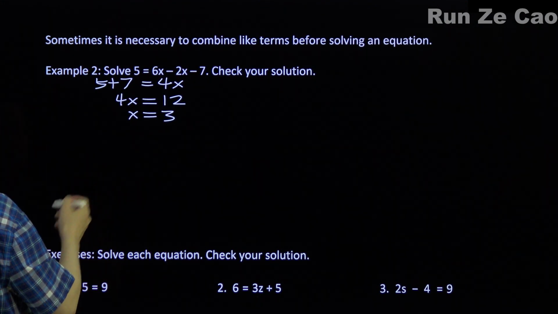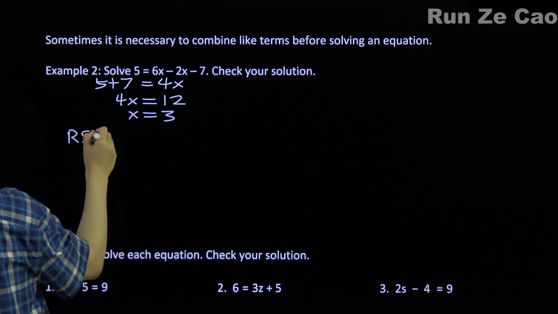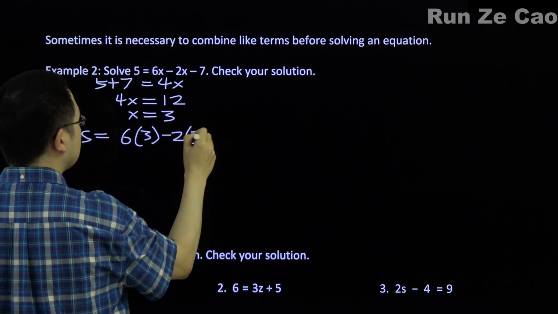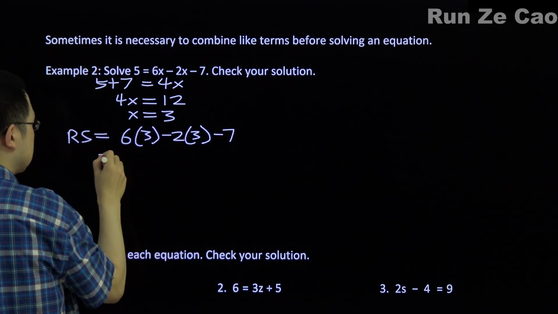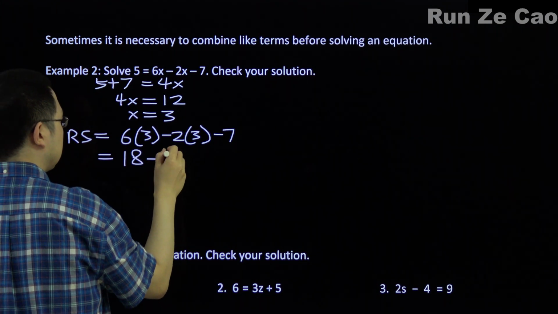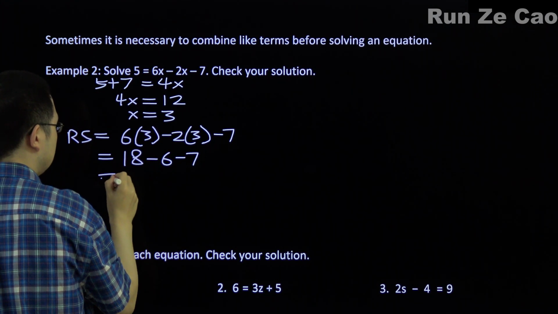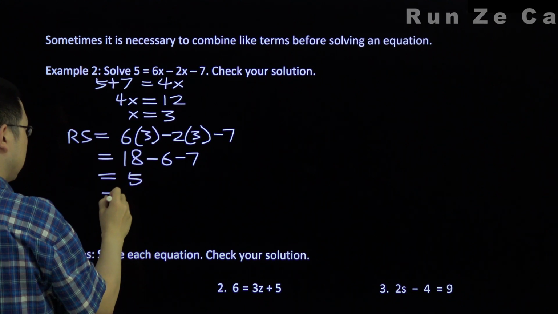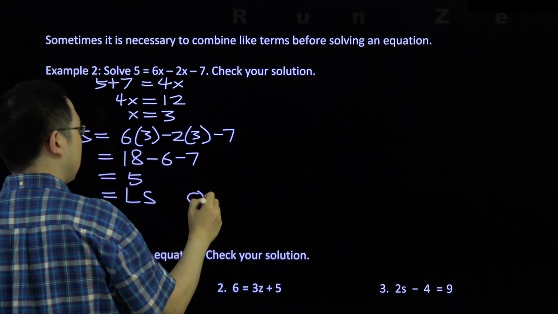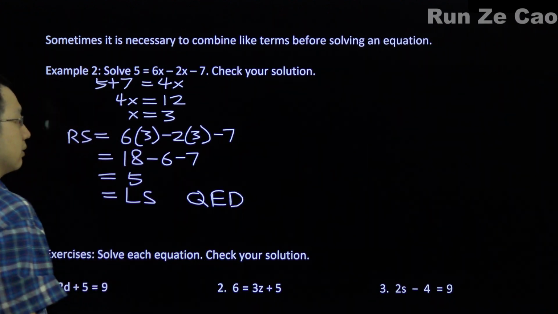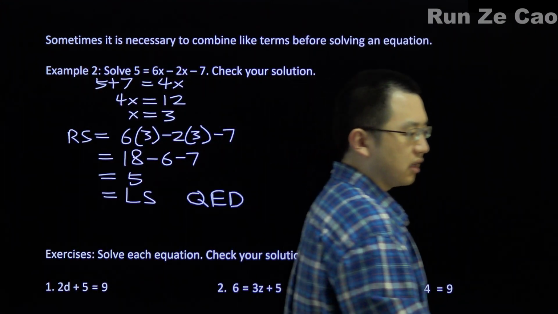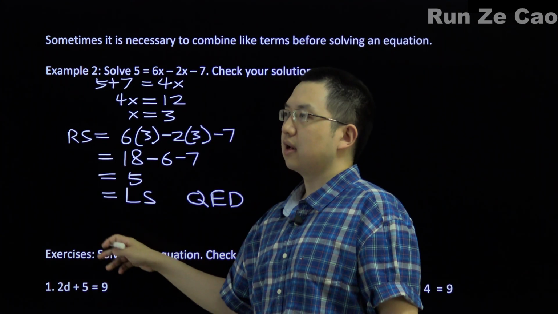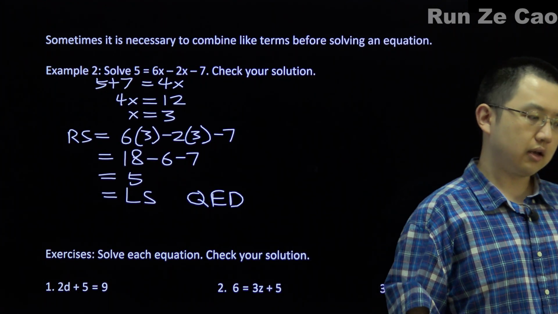Check your solution. Well, right side is equal to 6 times 3 minus 2 times 3 minus 7. So 18 minus 6 minus 7. So that's 5, which is equal to the left side. Therefore, quod erat demonstrandum. What's been asked has been shown. Of course, if you had to substitute into both the left and right sides, you would do them separately, and then at the end you'd say, oh, left side equals right side, QED.